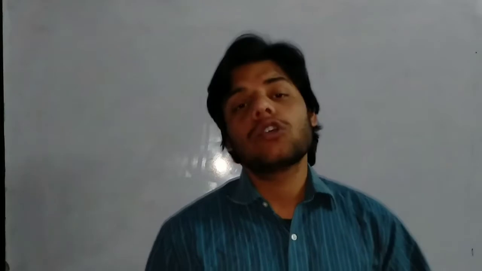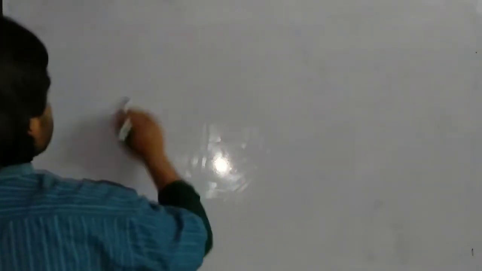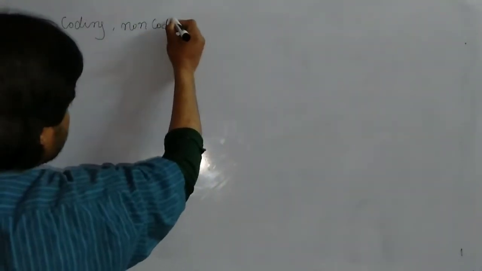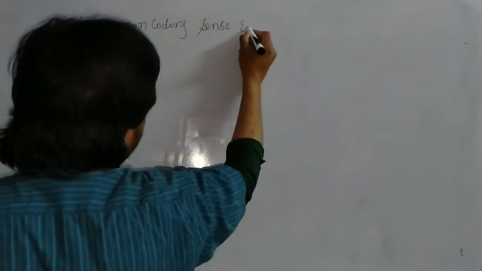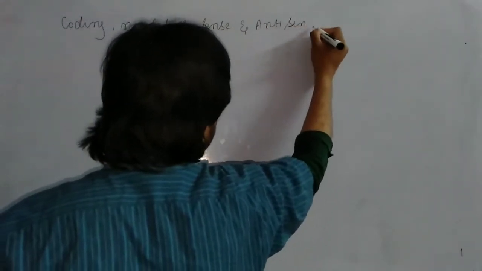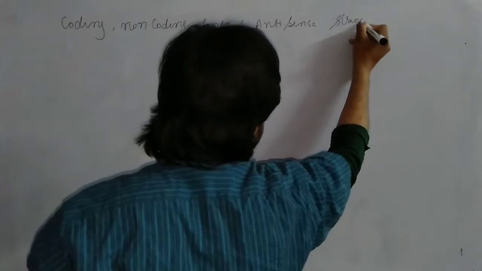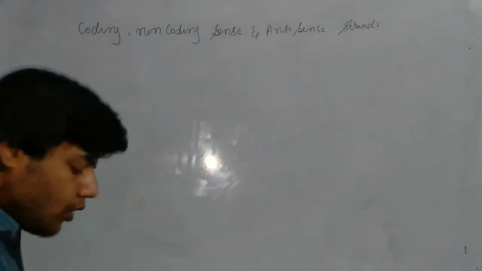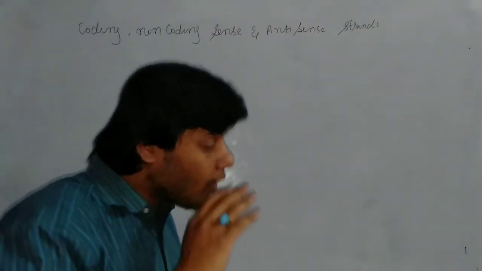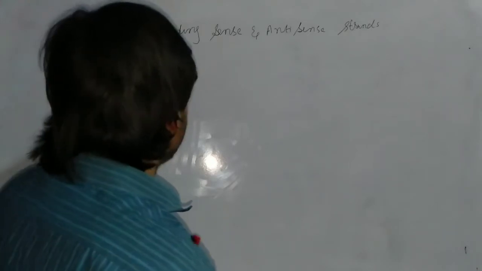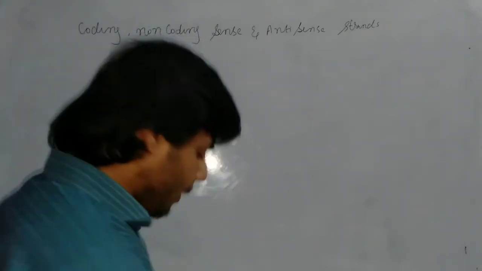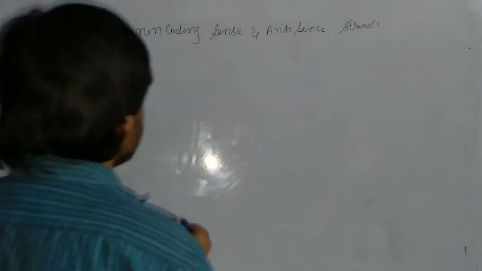So what are these strands and how can we identify each of the strands in a DNA sequence? Let me write that we are going to talk about this. Now how will we identify that? For understanding the coding, non-coding, antisense, and sense strand, let me write some sequences for you.